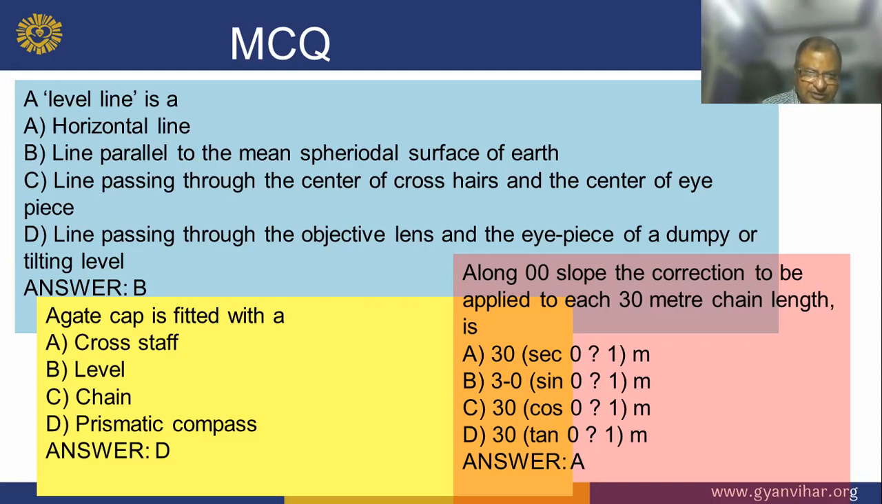Next question. A gale's traverse table is fitted with which instrument? The correct answer is D, prismatic compass. Now, the last question. On a slope, the correction to be applied to each measurement. The correct answer is A, 30 seconds.